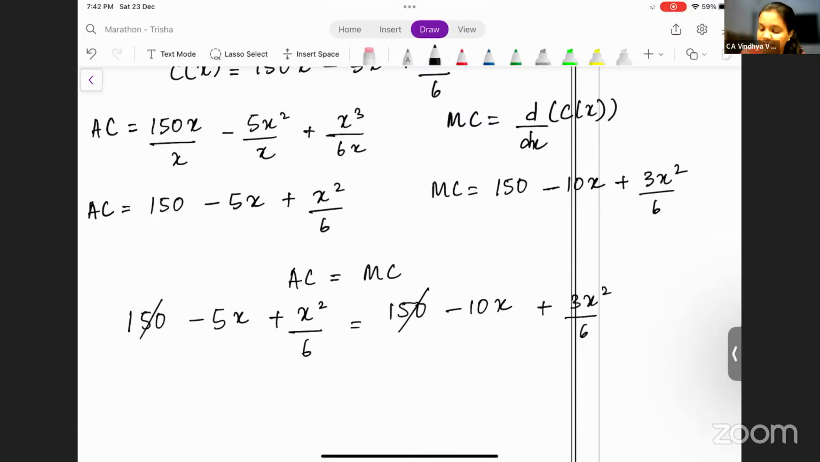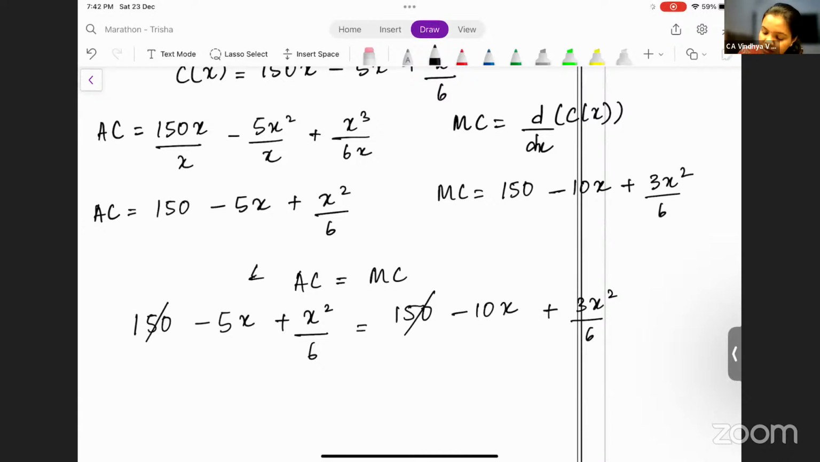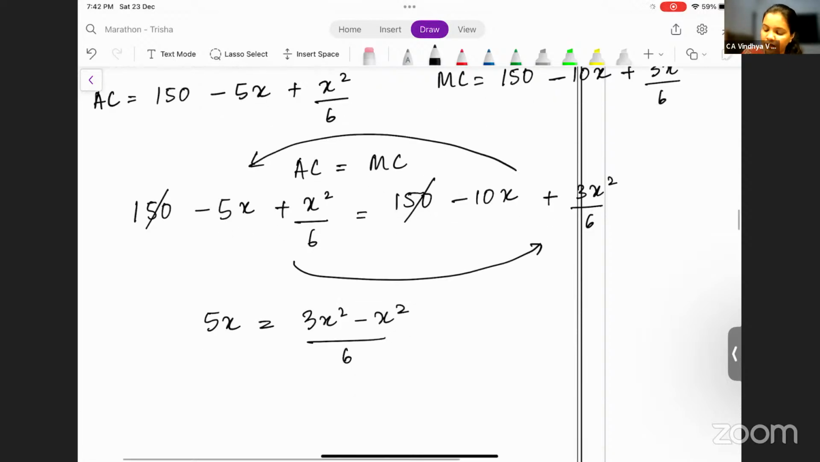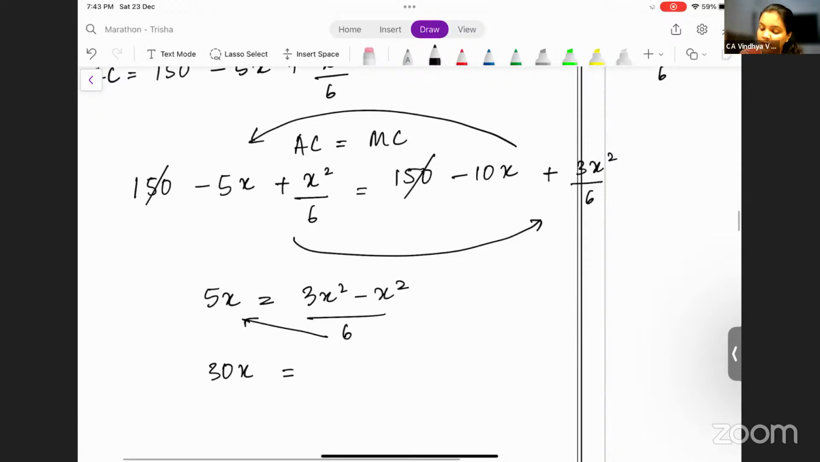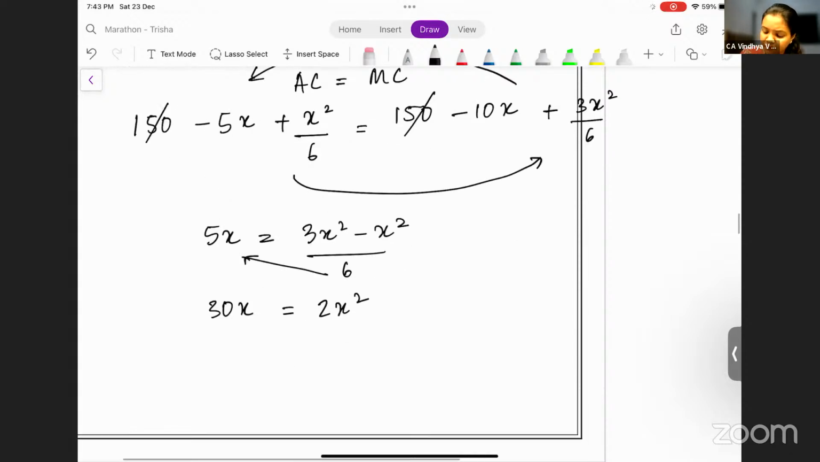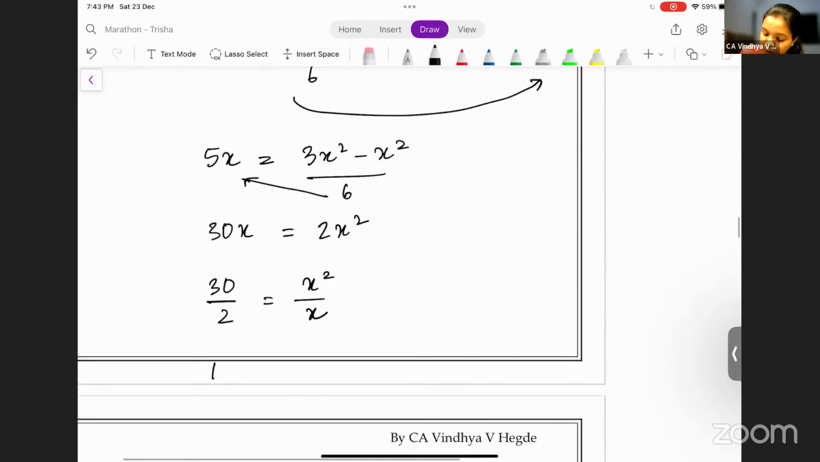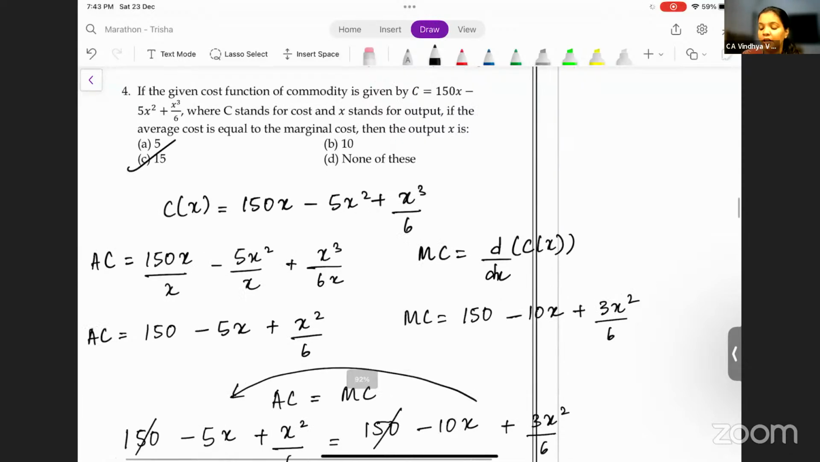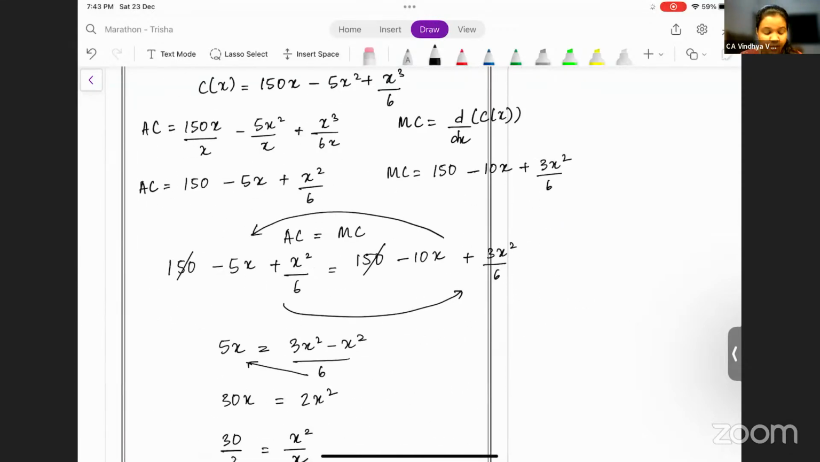150, 150 you can cancel. Shift 10x to the other side and x²/6 here. You will get 5x is equal to (3x² - x²)/6. Shift this here, get 30x is equal to 2x². 30 by 2 is equal to x²/x, which means 30 by 2 is 15, x²/x is x. So value of x is equal to 15. So average cost and marginal cost are equal to each other when the output is 15 units. This is what it means.